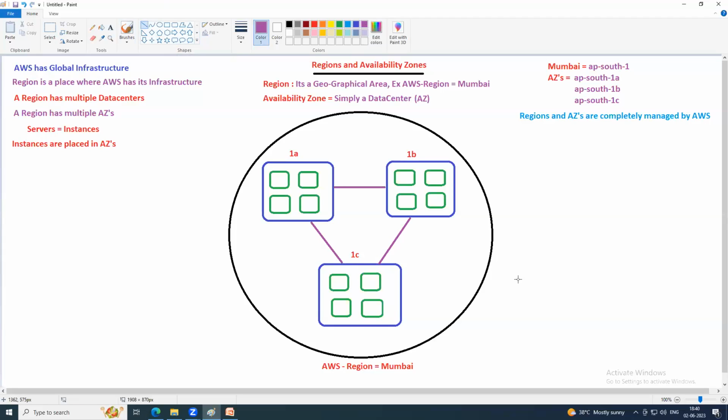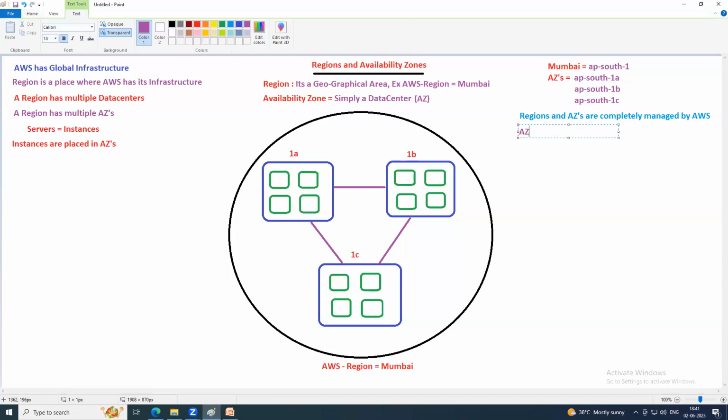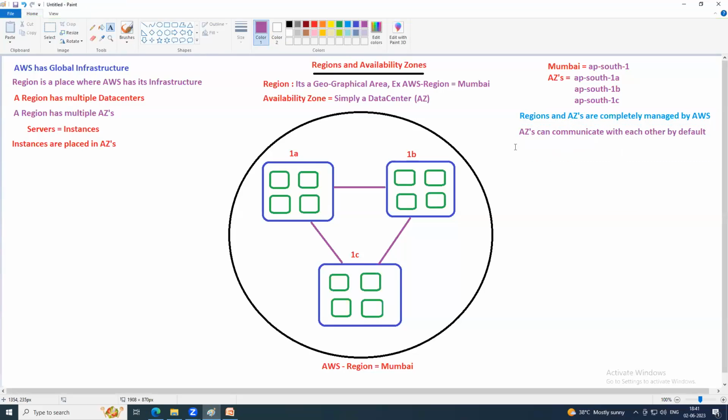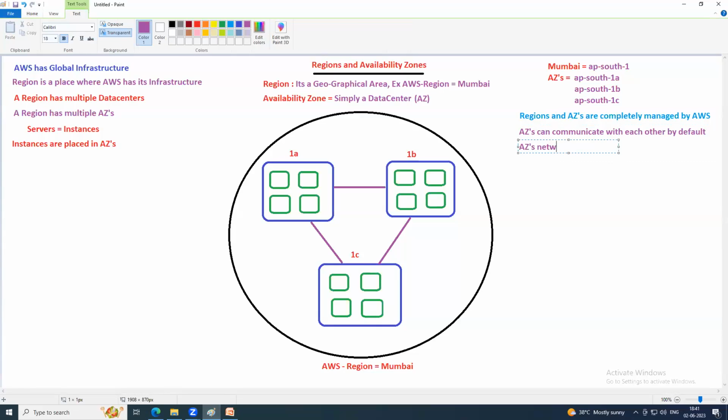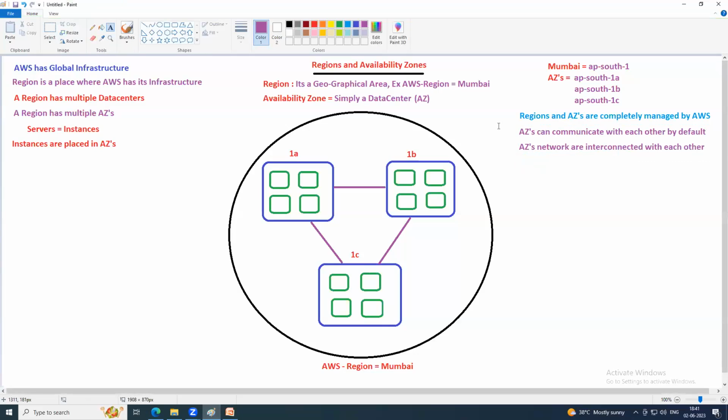So if you create one instance in 1A and you launch another EC2 instance in 1B, can they both talk to each other? Yes, because they are in the same region and different availability zones. They can talk to each other, no? Yes, they can. So can I say this is also a certification question? Availability zones can communicate with each other by default. So availability zones networks are interconnected with each other. Agree? Do I have any issues, guys?